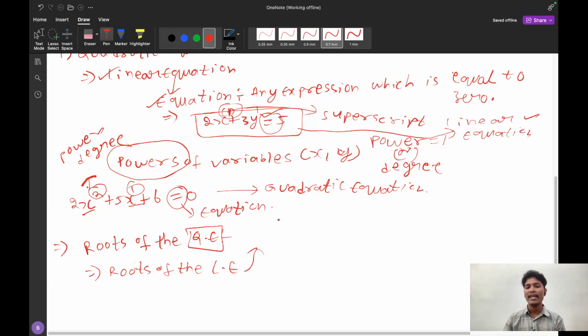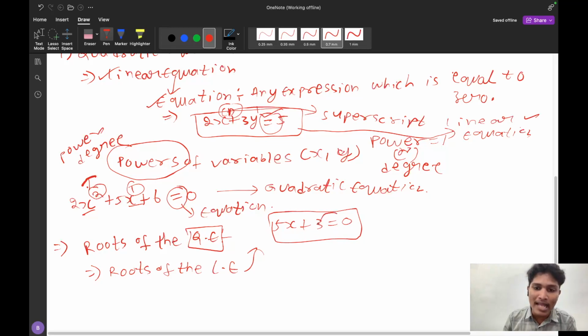Suppose I take 5x plus 3 is equal to 0. Is it a linear equation? Yes, it is a linear equation, because it has an equal to sign as well as the power or degree of x is 1. So it is a linear equation.